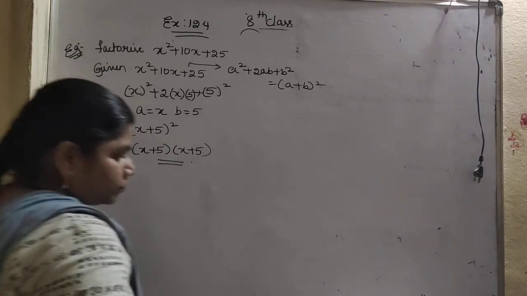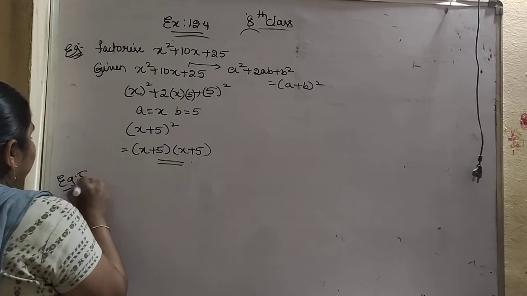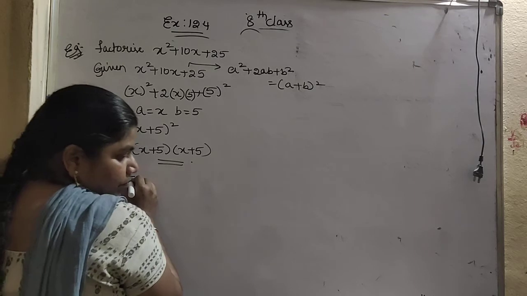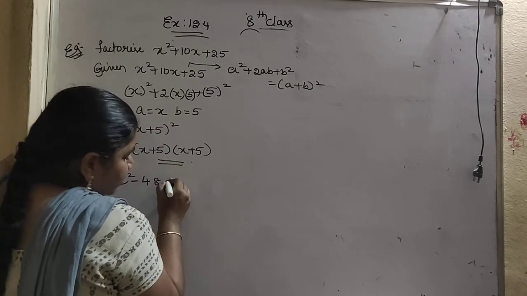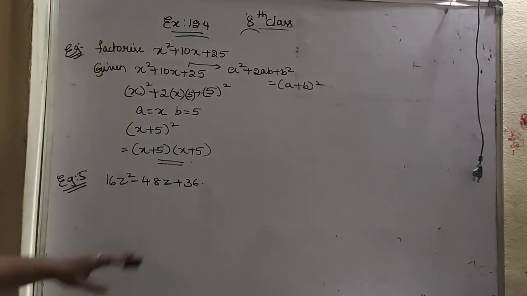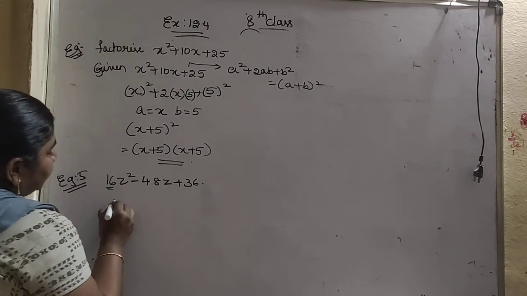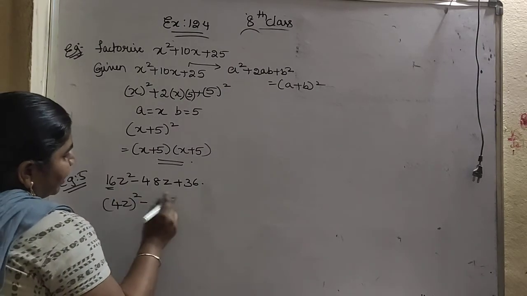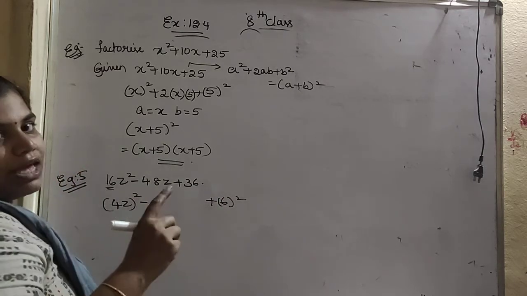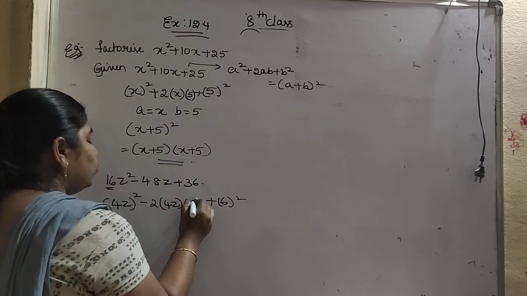Next is example number 5. Again we have to factorize 16z square minus 48z plus 36. Again the first term and last term are in the form of squares, so we can apply the identity. 16z square can be written as 4z whole square, and 36 can be written as 6 square. In the middle you will have 2ab, that is 2 into 4z into 6.